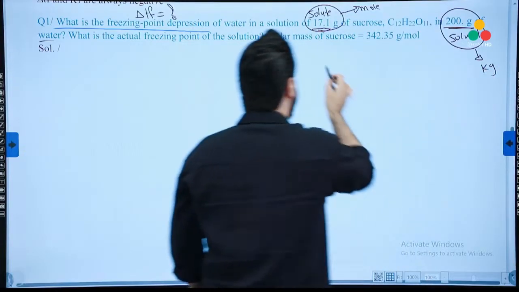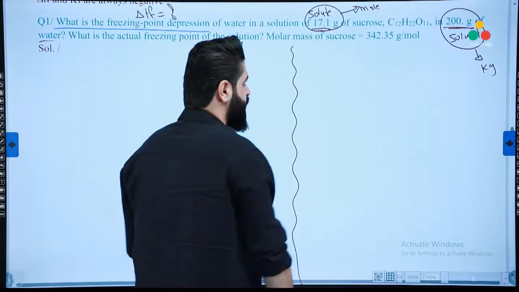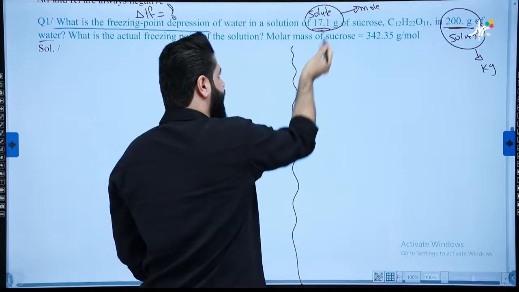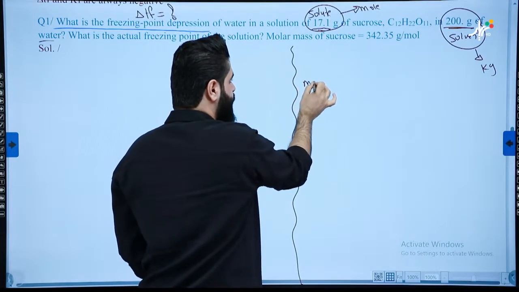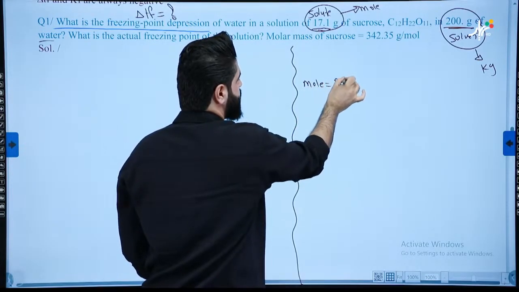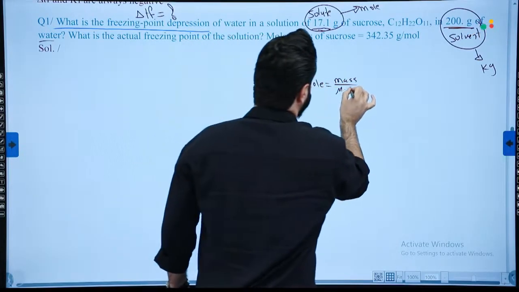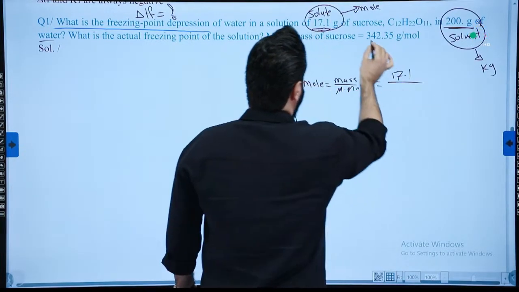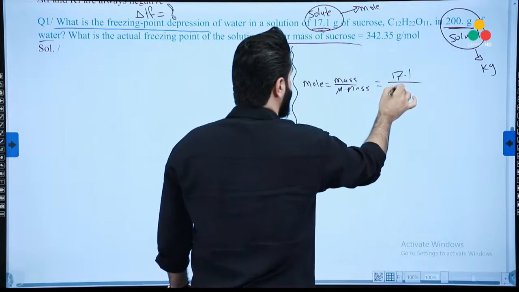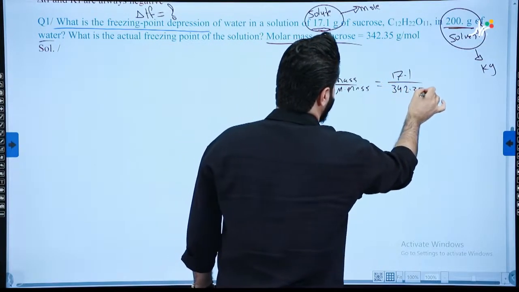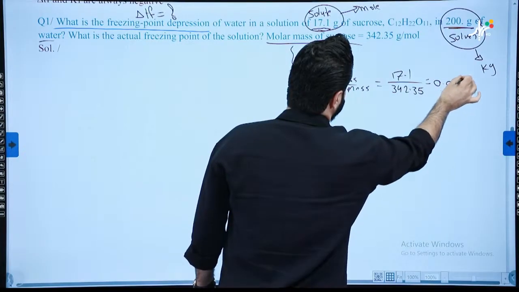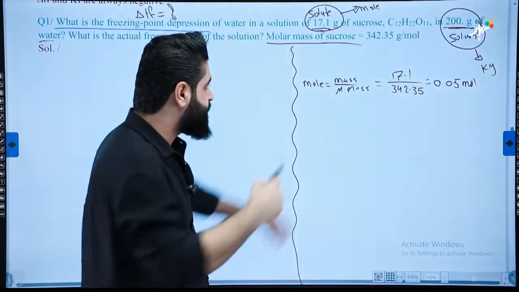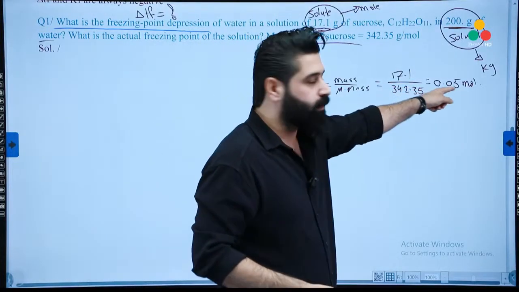Okay, it's very easy. So now let's have the following conversions first of all, without reading the question completely. So solute must be in mole. Mole equals mass over molar mass. Since the mass is 17.1 and the molar mass of sucrose, 342.35, it equals 0.05 mole. The great calculator is here, okay? Look, 0.05 mole. This is the mole number.